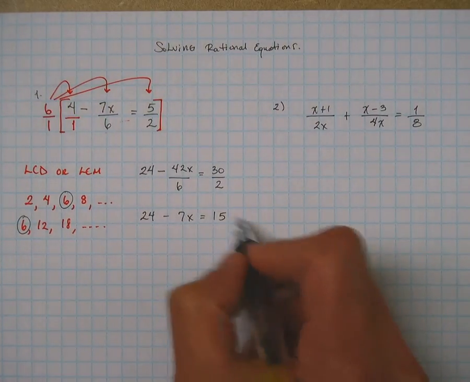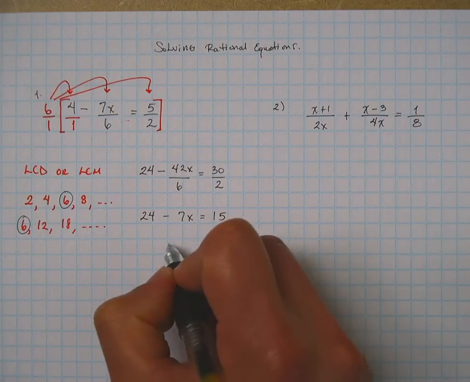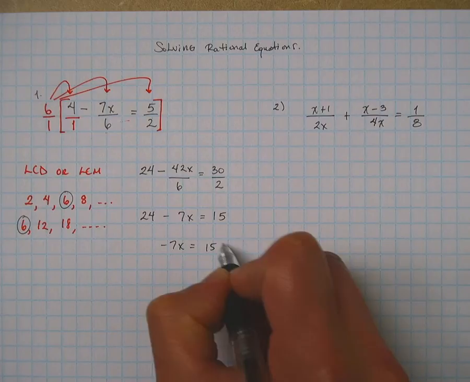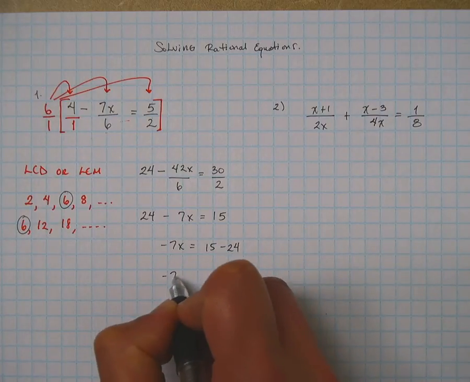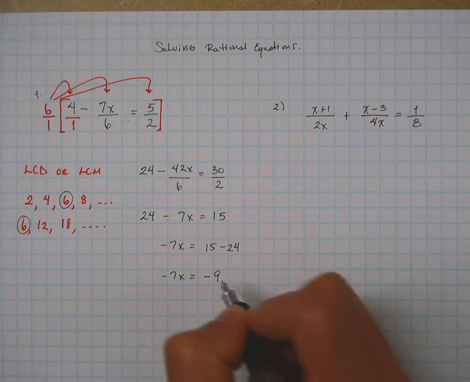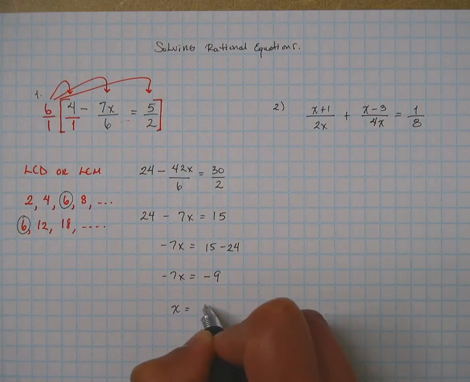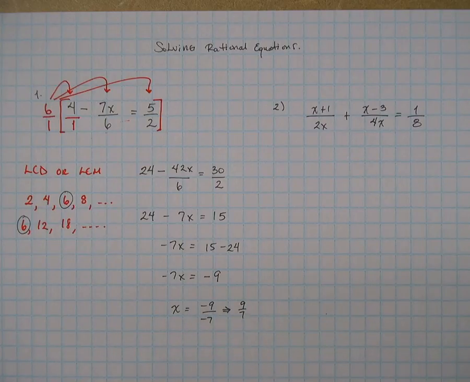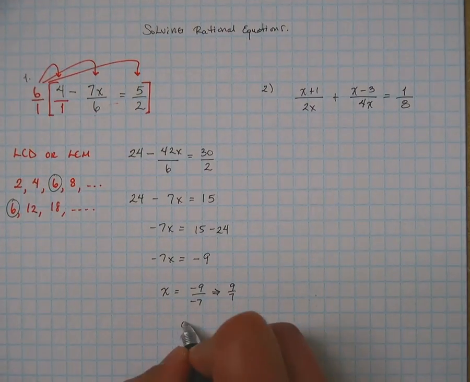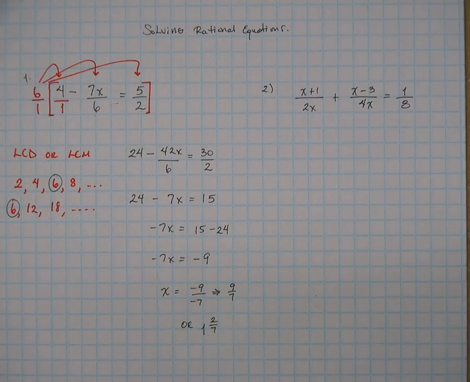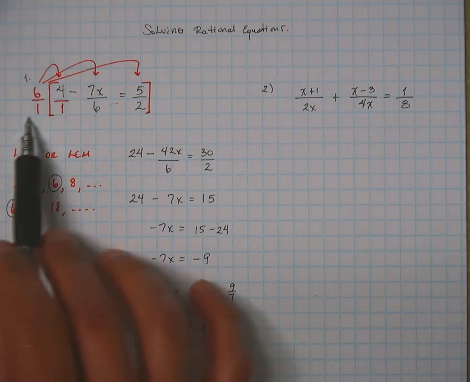Well, you take the 24 over, so that becomes a minus 24x. Remember, this guy goes over here, so that's 15x minus 24. Negative 7x equals 15 minus 24, which is negative 9. And when we divide both sides, you're going to get negative 9 over negative 7, which becomes 9 over 7. Okay? Or if you want, it becomes 1 and 2/7. So notice how we went ahead and got rid of that fraction.